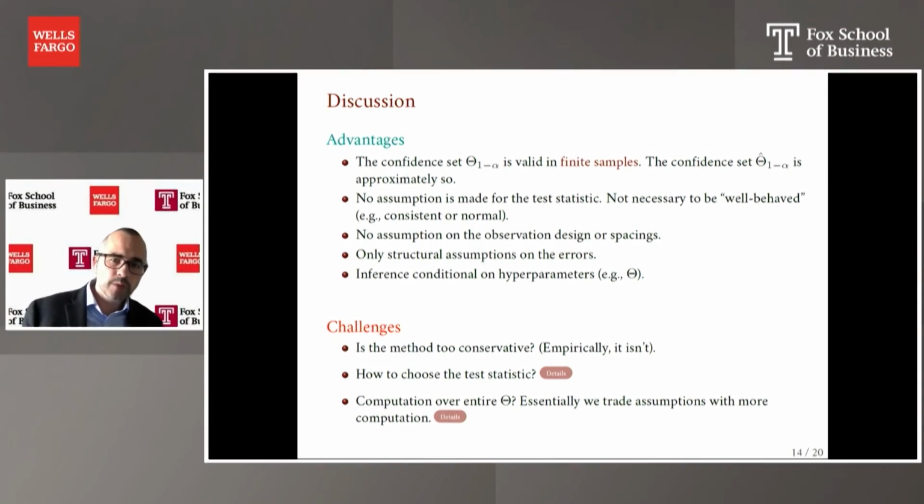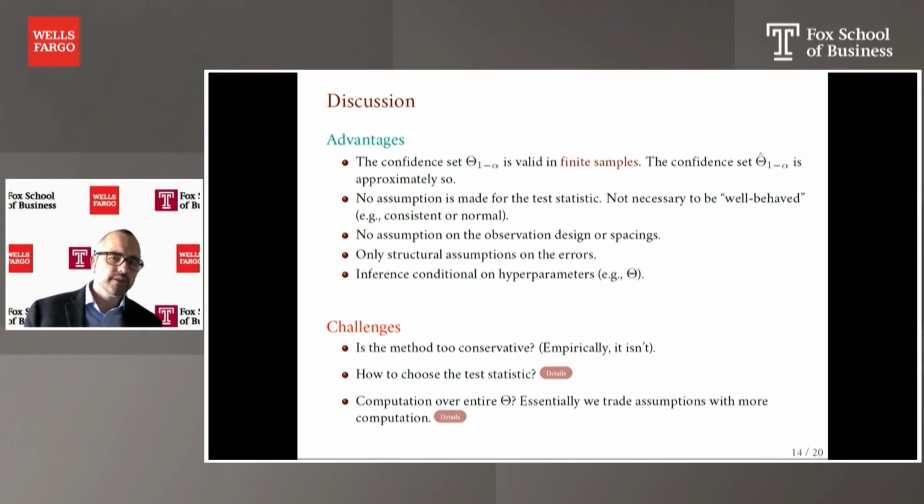We make no assumption about the test statistic. It doesn't have to be well behaved. It doesn't have to be normal. It doesn't have to have continuous null distributions and so on and so forth. So that's quite liberating. We make no assumptions about the observation design. It doesn't have to be IID. We make no assumption of normality on the errors. And we also condition on some other hyperparameters that are important technical details for when we do optimization, but let's not discuss this right now.